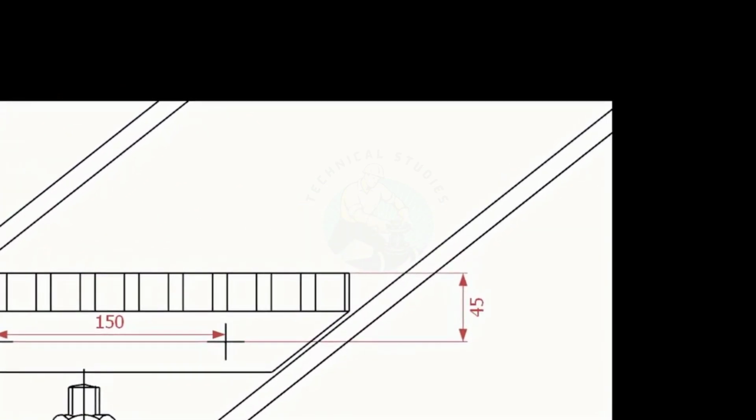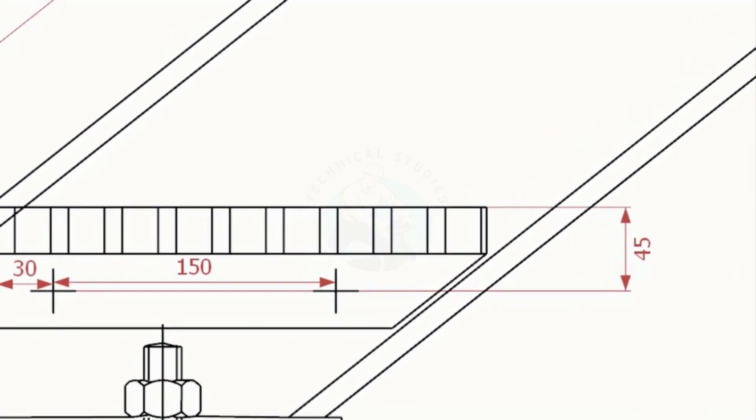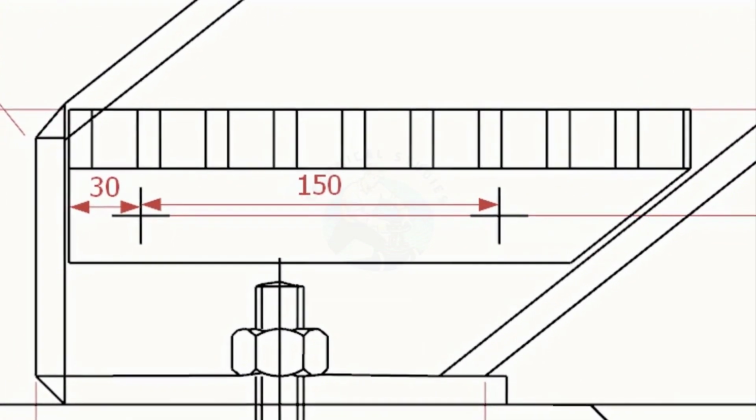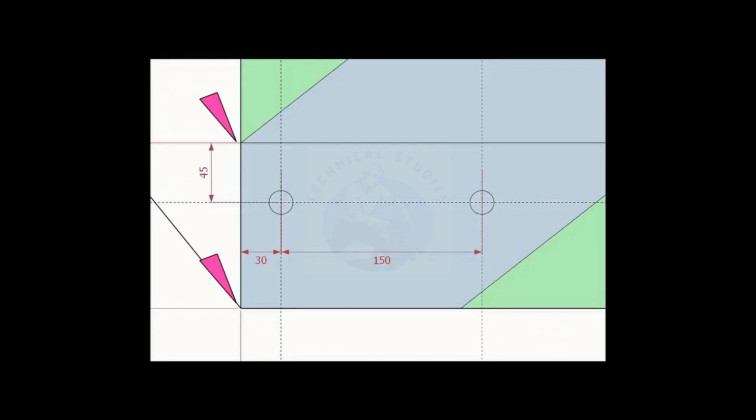Let us mark the location of the first thread. Subtract the thickness of the base plate, 12 mm, from the height of the thread, that is 113 mm, and mark on the layout. Mark the 30 mm and 150 mm pitch, as shown.